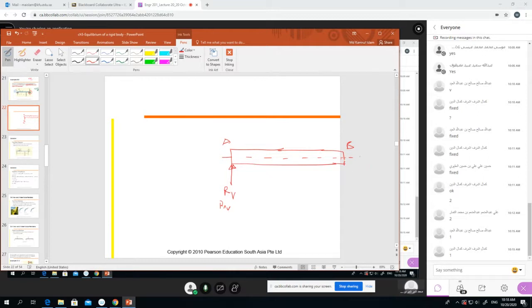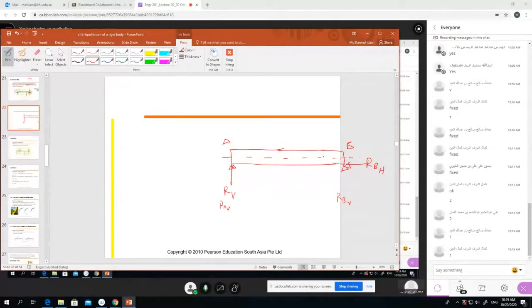Here, how many reactions will be? 2 reactions. So we write down RB vertical, and then RBH, horizontal force. This is the way we need to write it down. Next class, maybe I will not repeat it. I will start straight away from here because we don't have time, right? RBH, horizontal reaction.